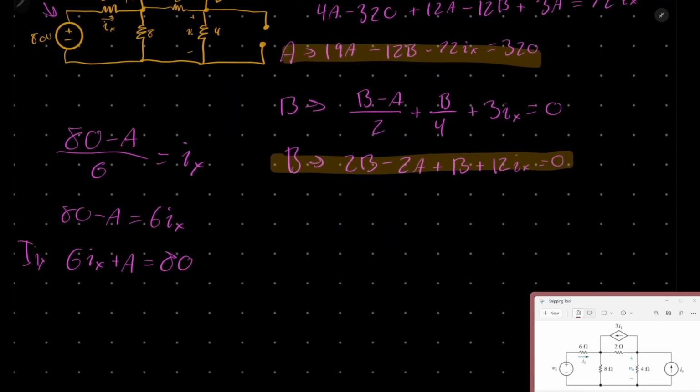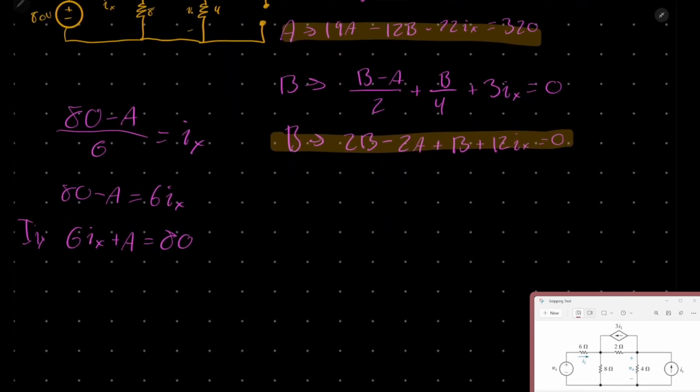And now we can create our matrix. So our matrix will end up being 19, negative 12, negative 72, 320, and we'll have, I didn't simplify this one, this will end up being 2a, 3b plus 3b plus 12ix equals 0. So that's the simplified version of that one. Forgot to do that. So this one will be negative 2, 3, 12, 0.